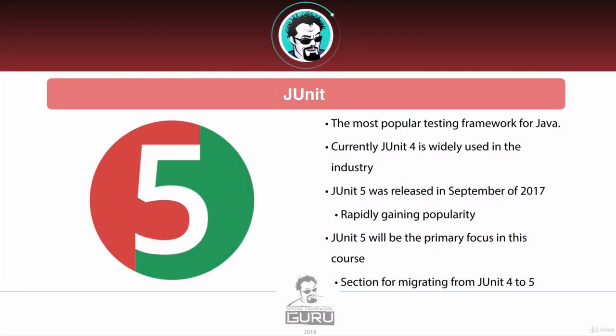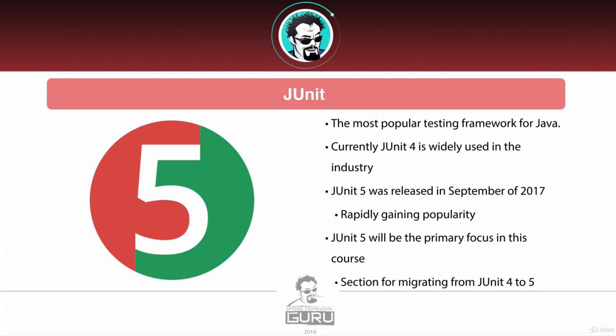JUnit. This is the big guy on the block. This is by far the most popular testing framework for Java. Currently, JUnit 4 is very widely used. JUnit 5 came out in September of 2017. That is about a year ago from the time that I'm recording this, but it is rapidly gaining popularity. Now, I expect industry-wise, we are going to see JUnit 5 take over. It's just the natural progression.